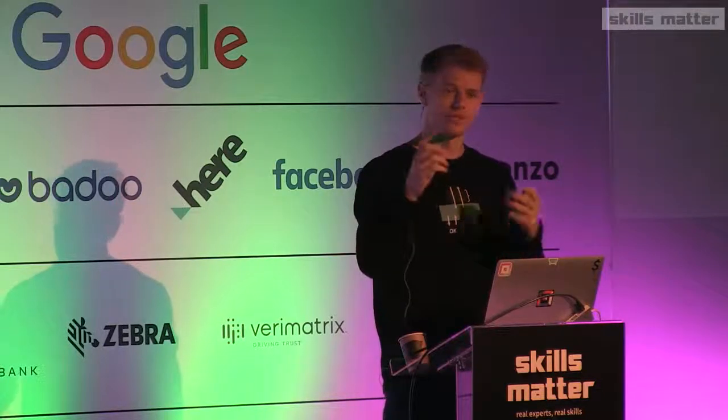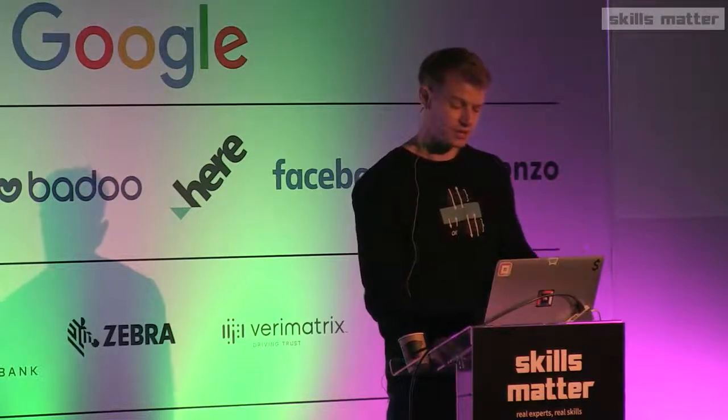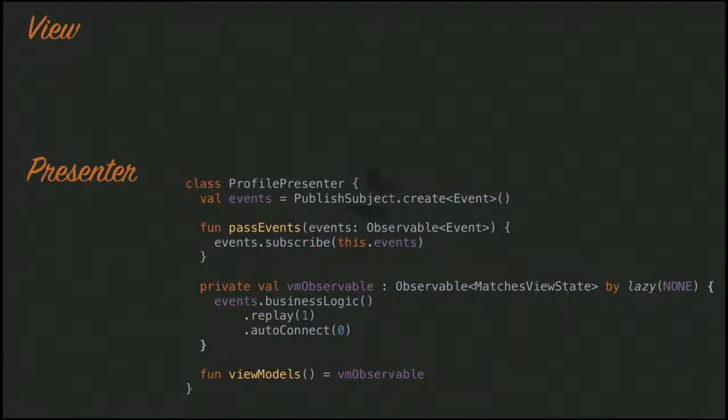So if you have a state, you rotate and want the same state to be emitted to the newly created view, you need a cache for that, and now your stream just went away again. So that means that the presenter needs to wait for the first view to subscribe and then keep a reference to the stream. So even though a view would be destroyed, the stream would live on.